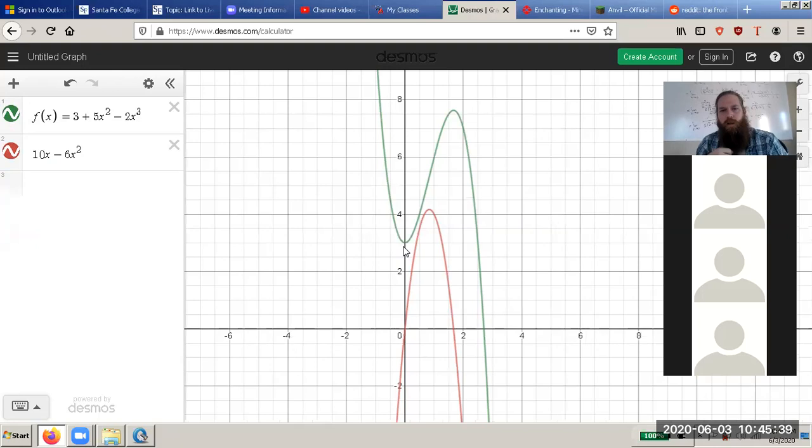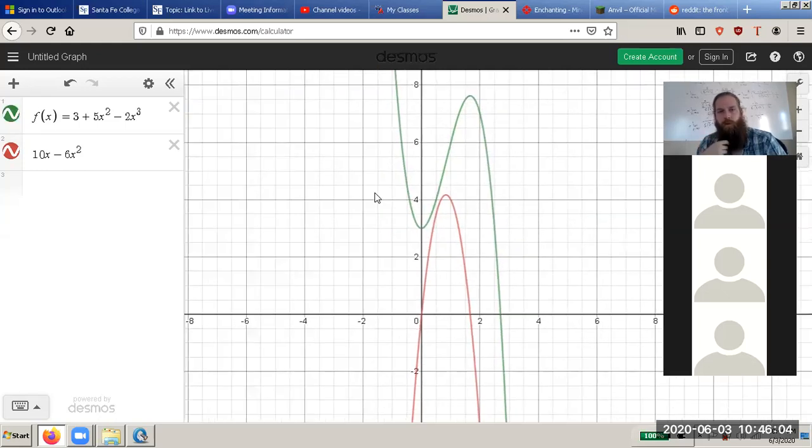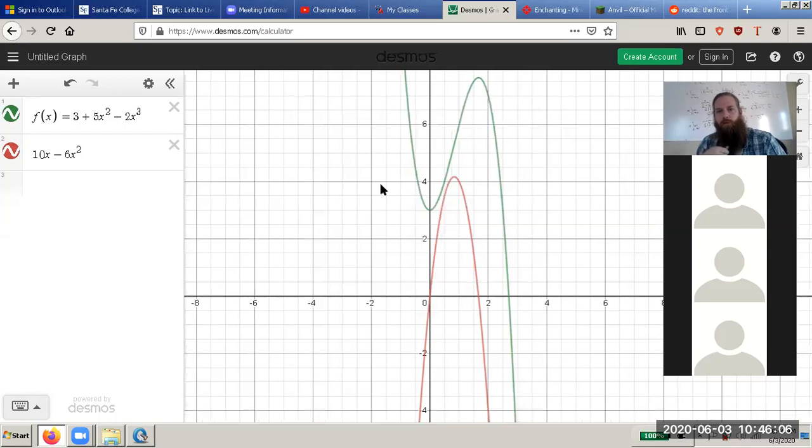Does anybody see anything relating the red and green? So like, let's look over here. From negative infinity to 0, the green function is decreasing. We all agree with that? We're decreasing here, we're increasing here, and we're decreasing here, right? What do you notice about the red graph for those same x values?